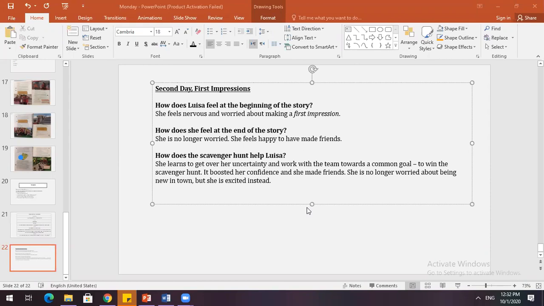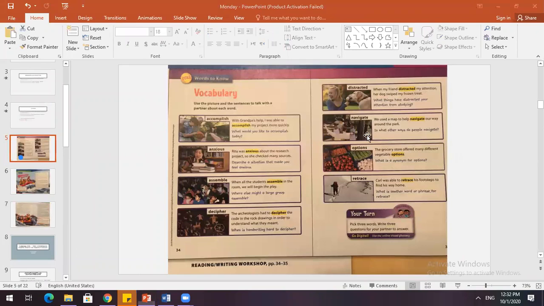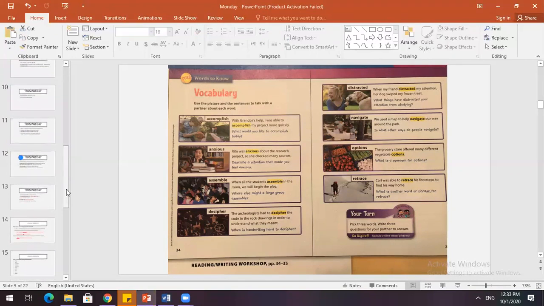I don't understand the word navigate. Navigate. Okay, let's go to the words. I think they're on this presentation. Okay, navigate. We use a map to help navigate our way around the park. To navigate means to find your way through something, or over something. Miss, I think I cannot write anything because the connection is very bad. Okay, I will go back to it.